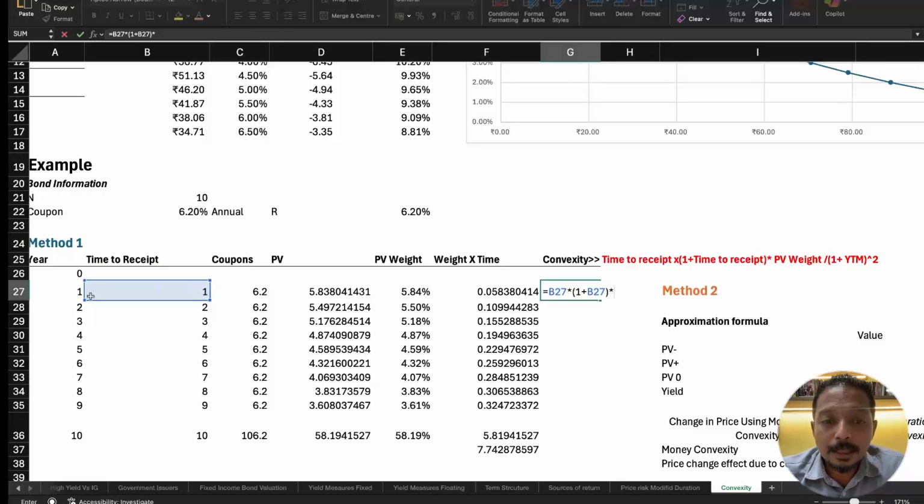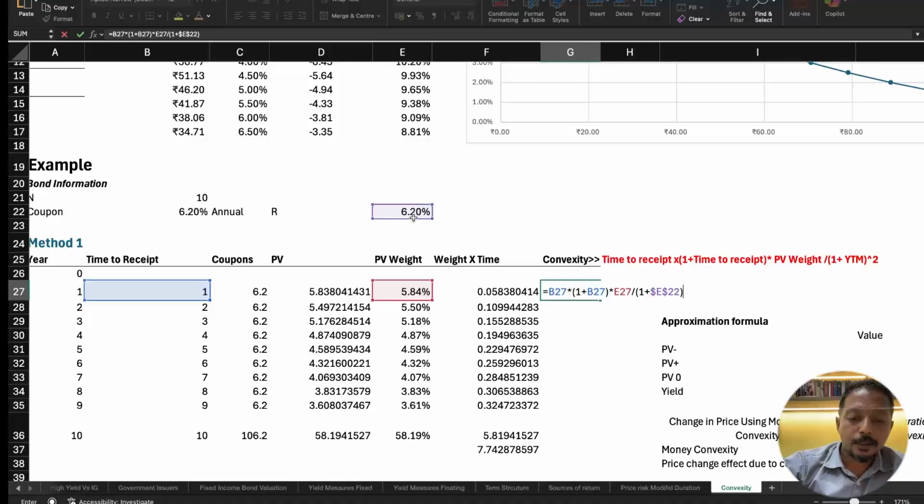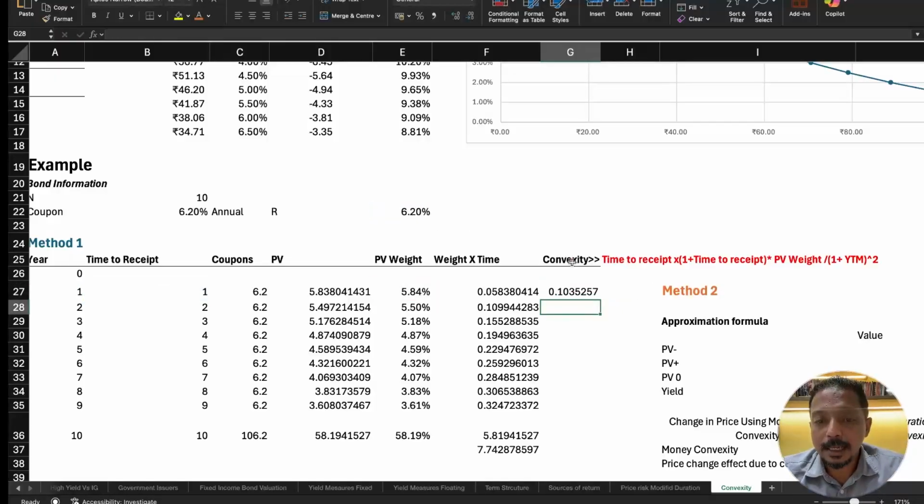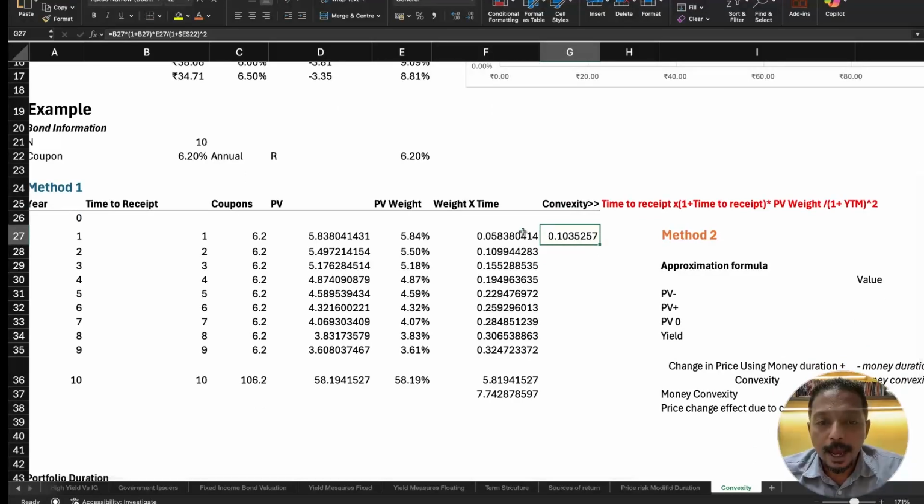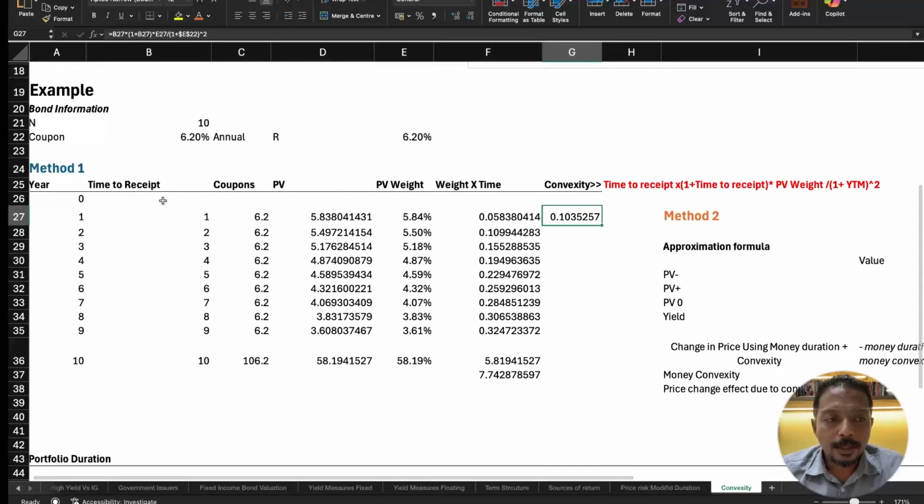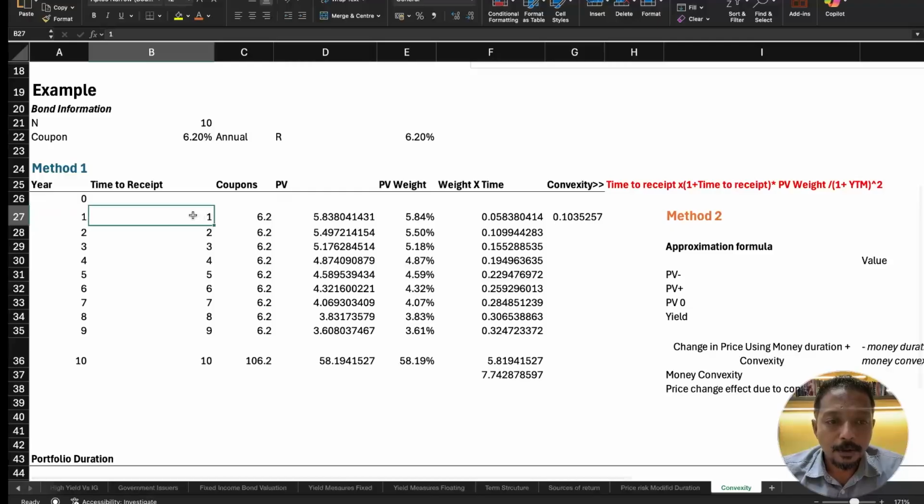Then we multiply the PV weight, because remember this time, but what is the weight? The weight is 5.84%, right? And then we divide this by 1 plus the YTM, which is 6.2%, and we square it. So that gives us the convexity effect at the same time. So remember, if you look at the first period, first time to receipt, coupon 6.2, the duration, which is weight and time, was 0.05, but the convexity is 0.10, right?